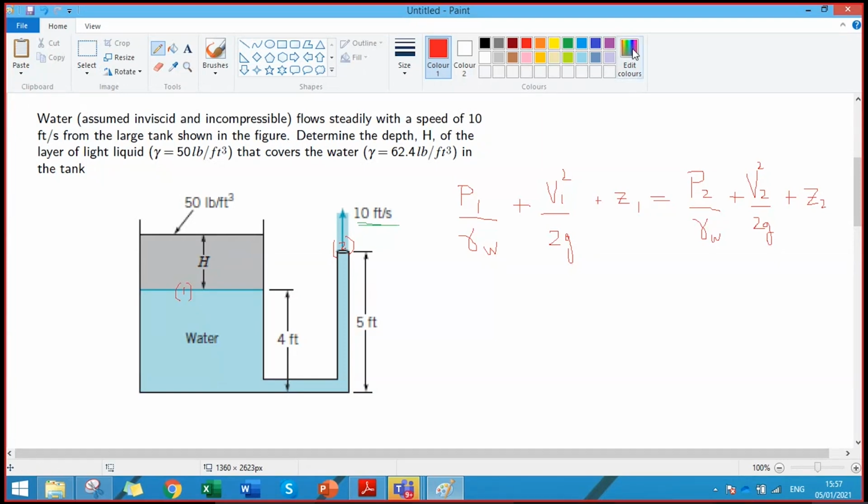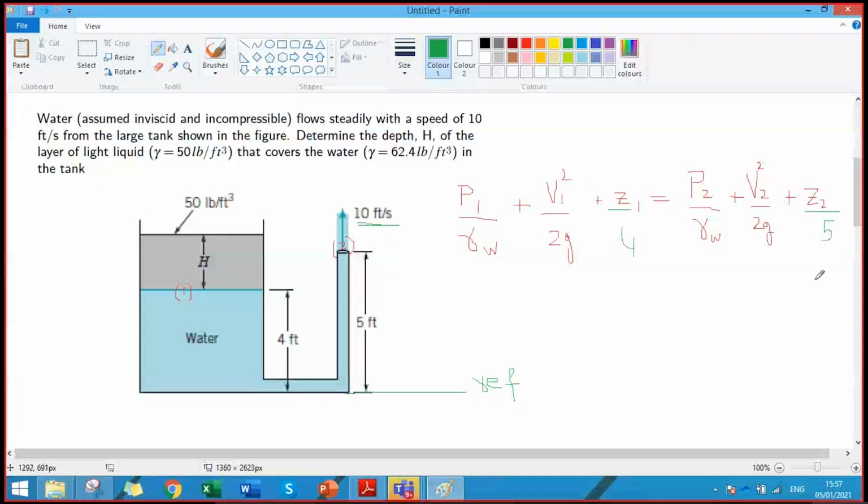Yes. Now we can apply some simplification on this equation. First, we need to establish the reference from which we will be measuring Z1 and Z2. Let's say we define the bottom of the tank as our reference. So Z1 would be 4 feet and Z2 would be 5 feet, right? So we know Z1 and Z2.